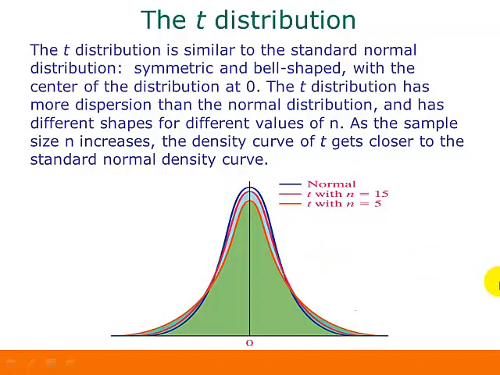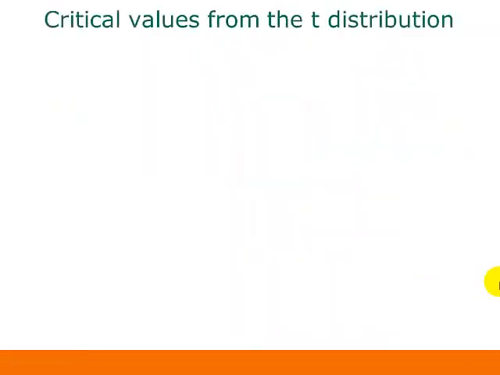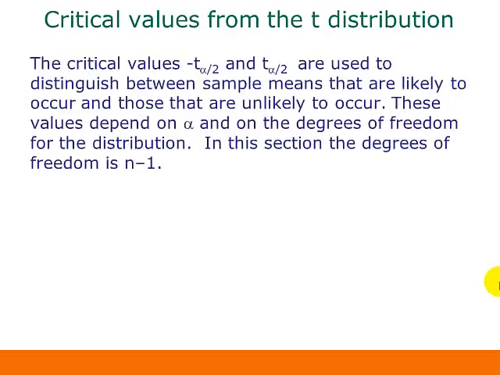standard normal distribution. To construct confidence intervals that estimate a population mean, part of the formula involves finding critical values, but they come from the t-distribution. So the critical values negative t alpha over 2 and t alpha over 2 are used to distinguish between sample means that are likely to occur and those that are unlikely to occur. These values depend on the value of alpha and on the degrees of freedom for the distribution. The degrees of freedom is related to the sample size n, in this section, the degrees of freedom will be just n minus 1.